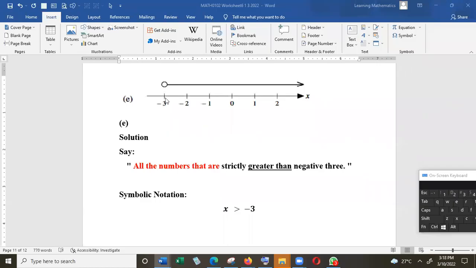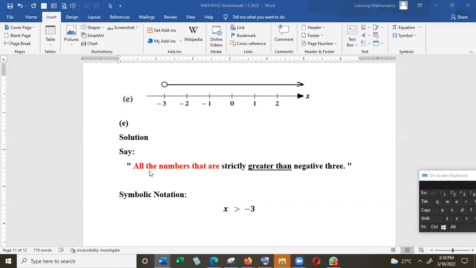Yes, so this diagram is showing all the numbers that are greater than -3. Yes, 2 is greater than -3, 1 is greater than -3, and you can see the arrow is not stopping. So the arrow is indicating that the numbers continue. Numbers like 3, 4, 5, 6, up to 9 million, whatever. All the numbers that are greater than -3.